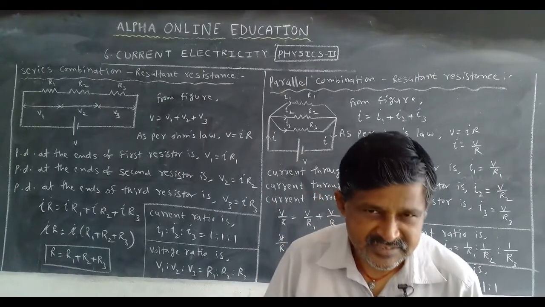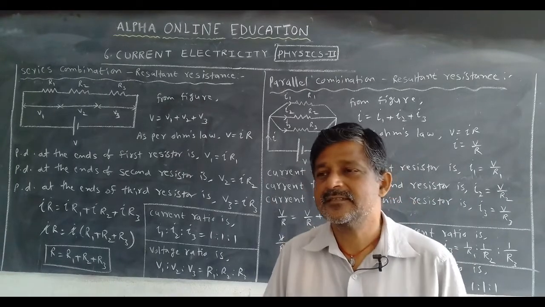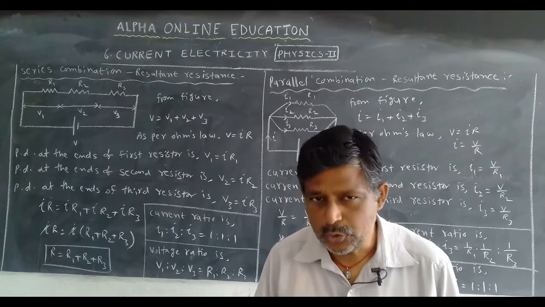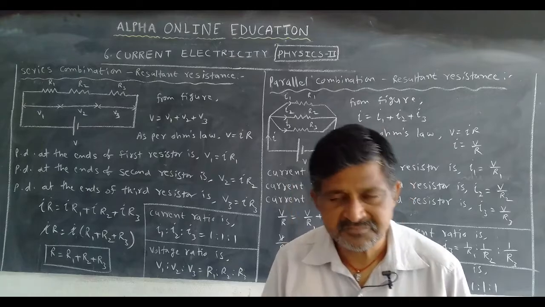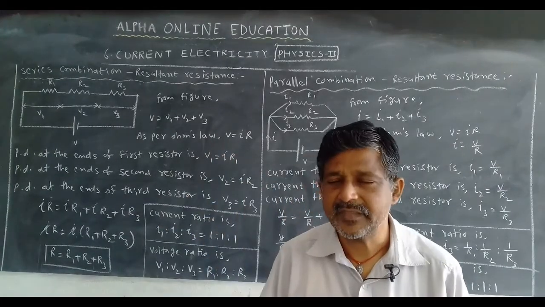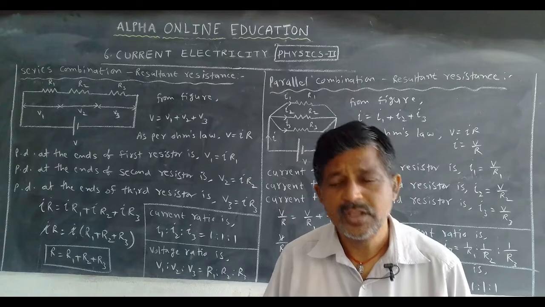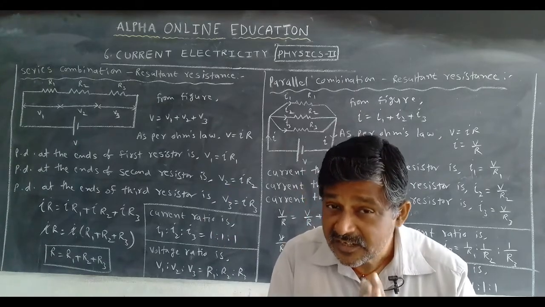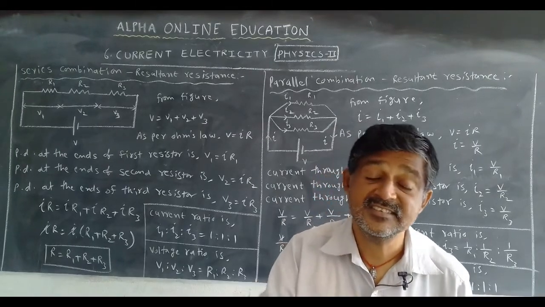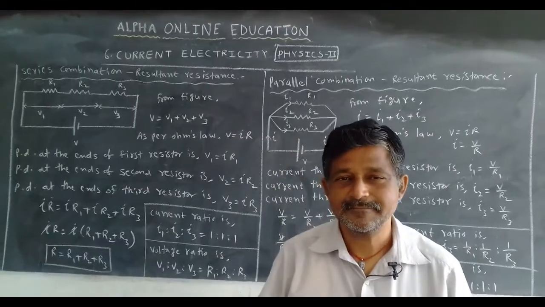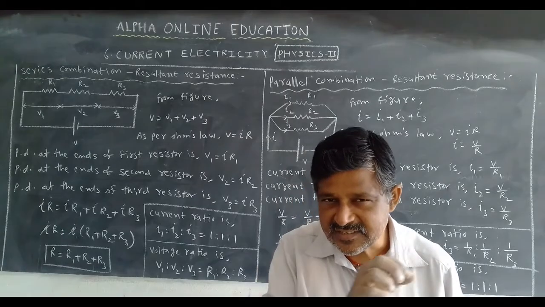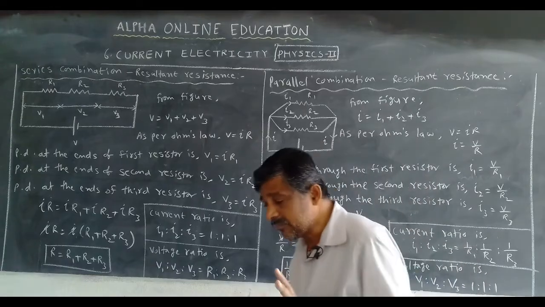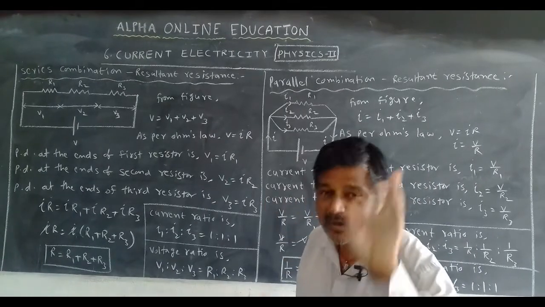It means when the resistors are connected in series, the resultant resistance is R is equal to R1 plus R2 plus R3. If you take any number of resistors, R is equal to R1 plus R2 plus R3 and so on up to Rn. Okay, when the resistors are connected in series, resultant resistance what happens? Increases. Under this topic we have one 2 marks question.